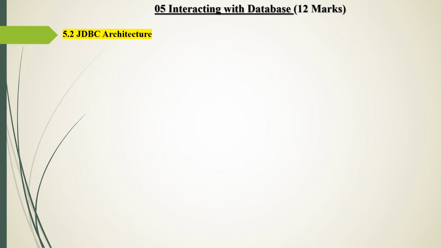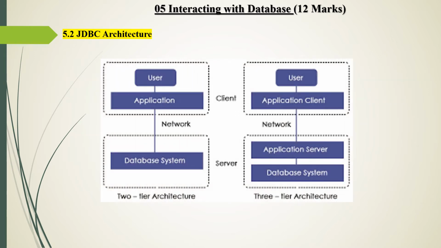Okay, so this is the diagrammatic representation. This is the 2-tier architecture, in which the client is directly connected to the server, with the database. And in the 3-tier architecture, one application server works as the middle layer. The Java application provides the commands to the application server, and the application server then gives the commands to the database, and vice versa to get the output. Okay, so these are the architectures of JDBC.